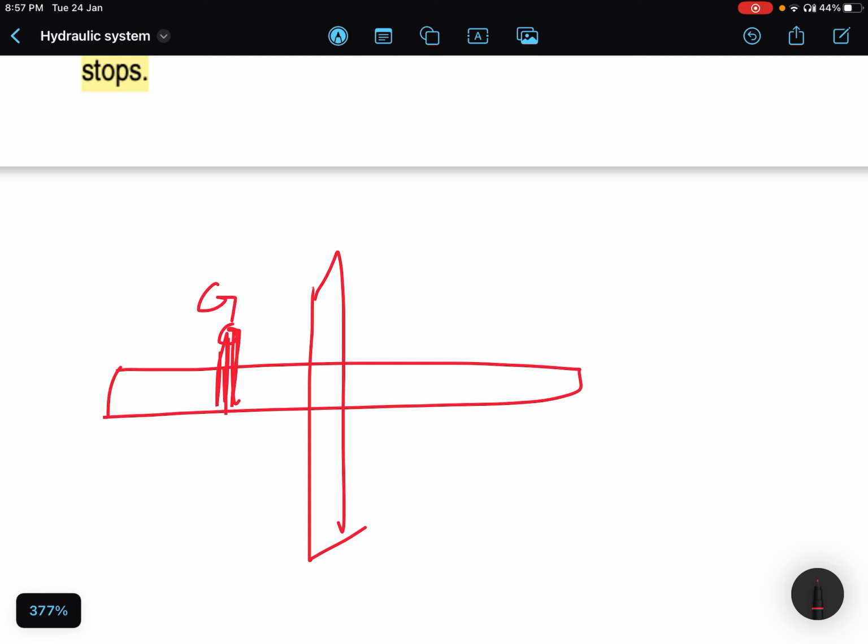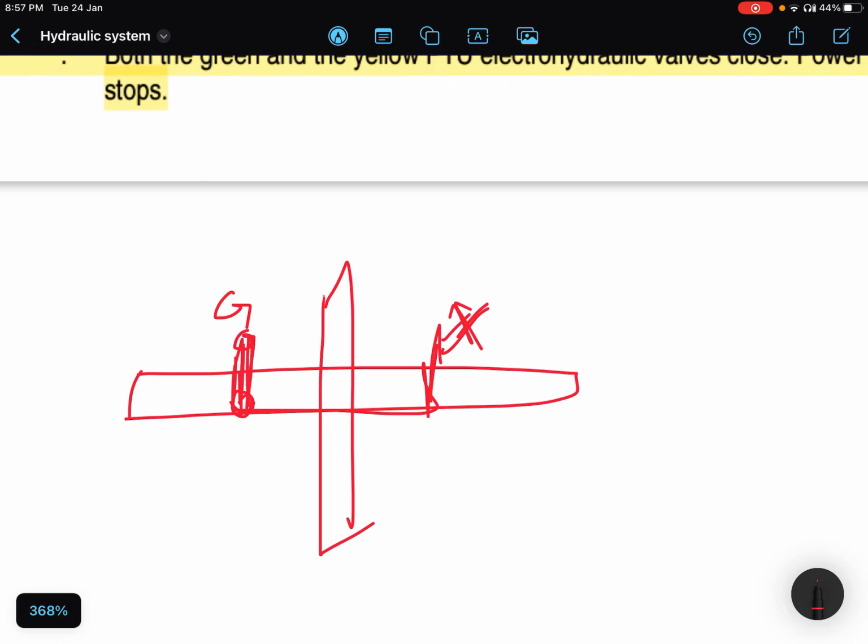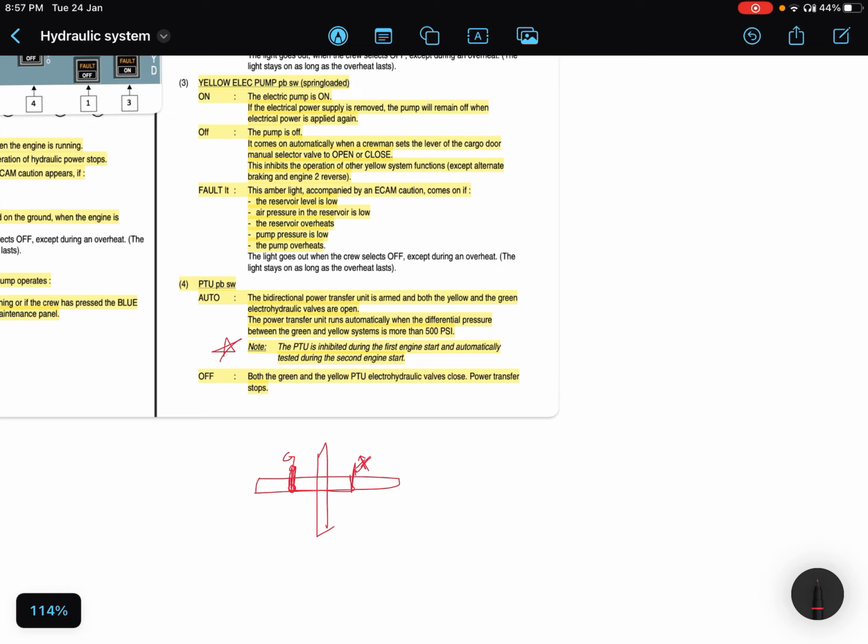Right? Whenever we release the brake, then the logic is that the aircraft is going to move and we need to pressurize the other system also through PTU. Then the PTU works and it pressurizes the yellow system also. And users of yellow will be benefited after that only.